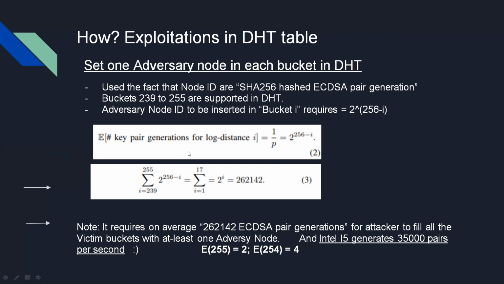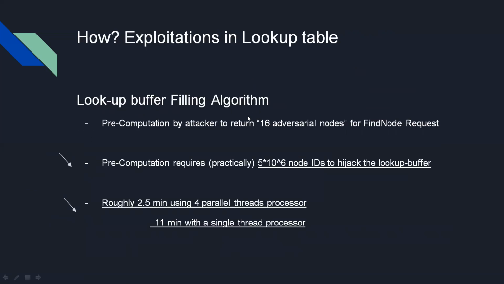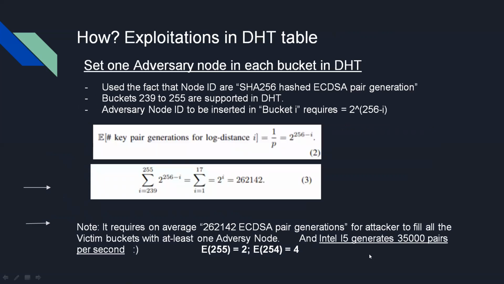So by computing the average, we see we require 262,000 pairs of generations or the node IDs to successfully attack the DST table. And this is very quick because we can generate 35,000 pairs per second.